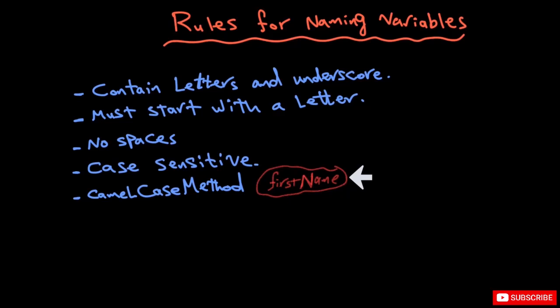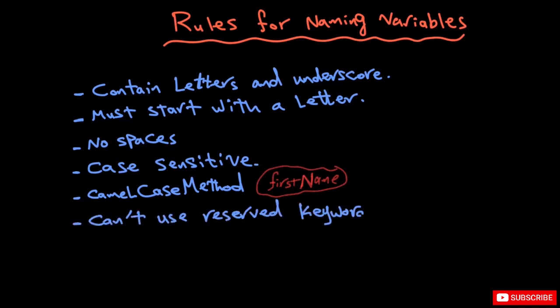In this example, we start with a lowercase letter, and for the second word, we start with the uppercase letter N, as you can see, and no spaces between the two words. Also, for identifying variables in the C# programming language, you cannot use any reserved keyword from the C# library. For example, for naming a variable, you cannot use keywords like int, double, or string. These are reserved keywords from the C# library.